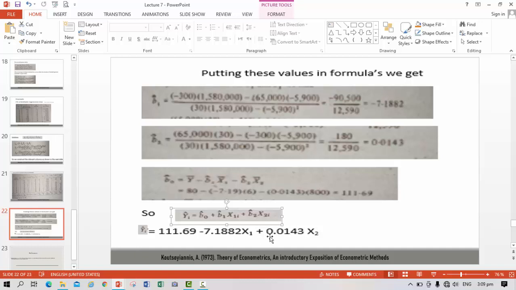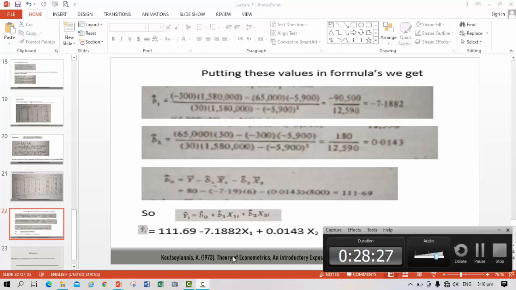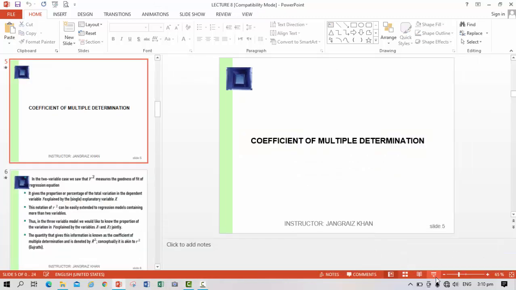Dear students, we see here that the sign of the coefficient of x1, b1 hat, is negative, which means that the price negatively affects the quantity demanded, and the sign of x2, which shows income, is positive, which shows that the income of the consumer positively affects the demand for a commodity.